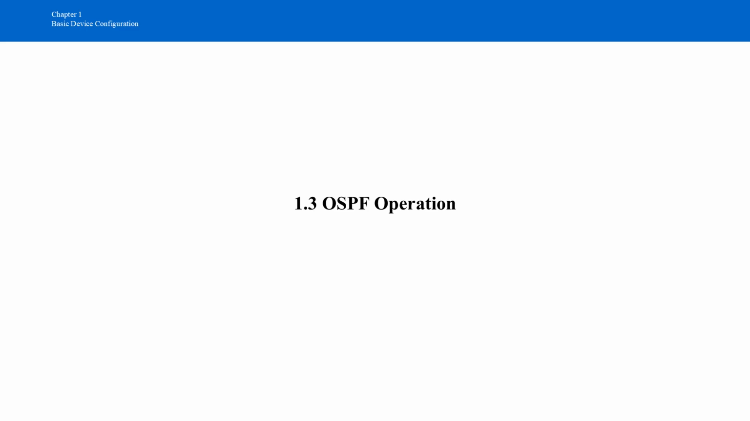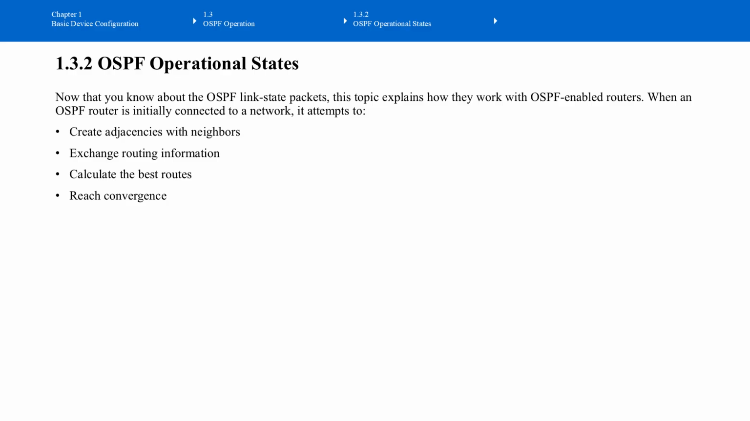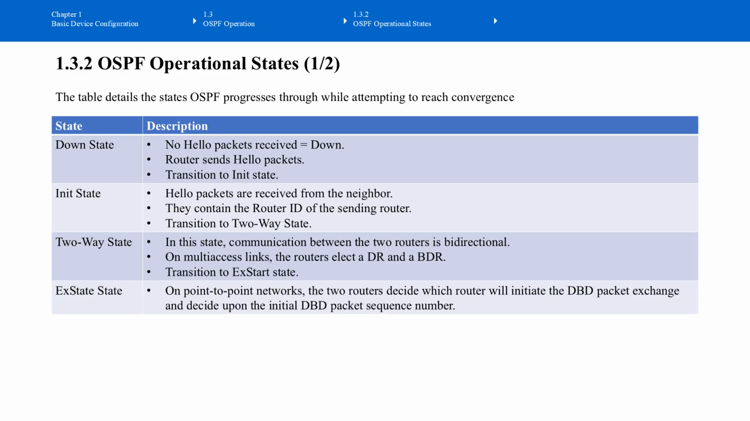1.3 OSPF Operation. And let's begin with 1.3.2. That's the OSPF operational states. When an OSPF router is first connected to a network, it goes through four major steps before it's ready to forward traffic. These steps are create adjacencies with neighbors, exchange routing information, calculate the best routes, and reach convergence.